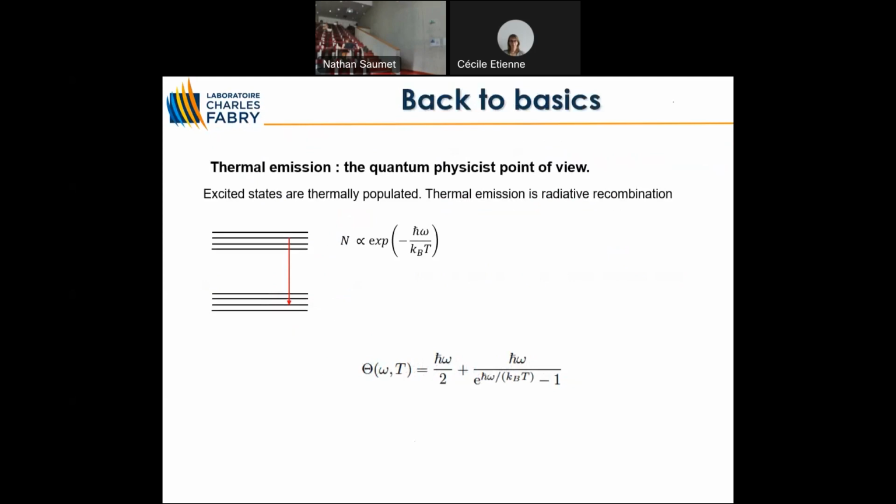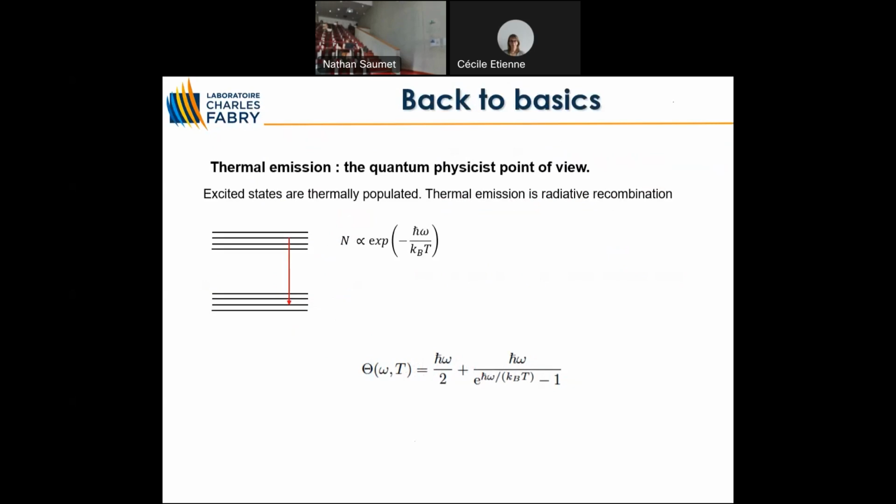Second point, this is a purely phenomenological theory, what I've just described. You have this theorem that tells you that there is some upper bound, which is Planck's function, and then the rest is a number that you measure. You don't have a clue where it's coming from.